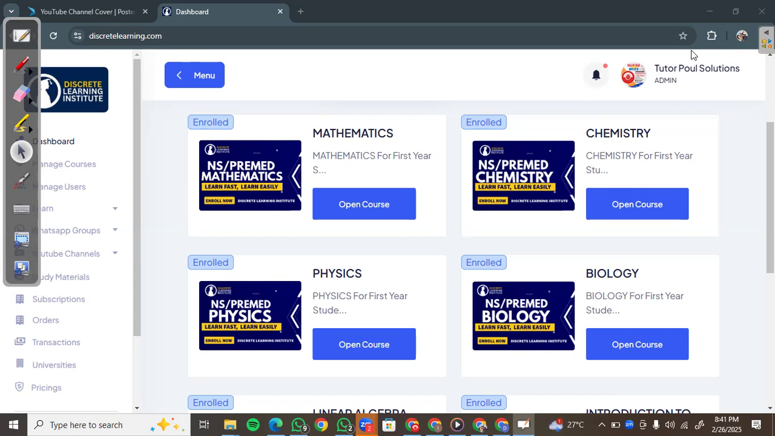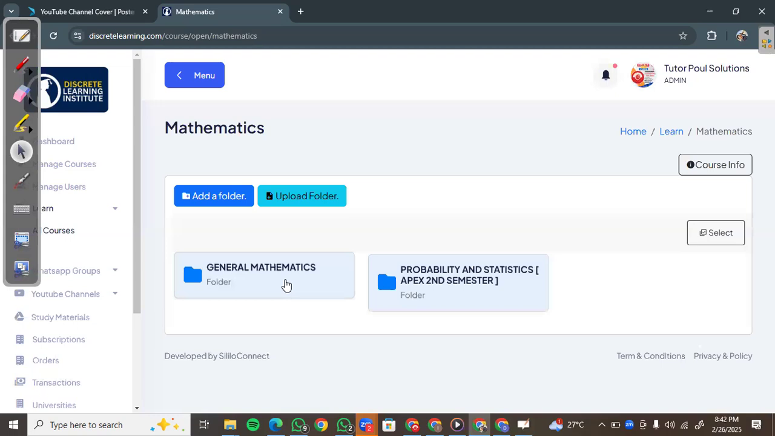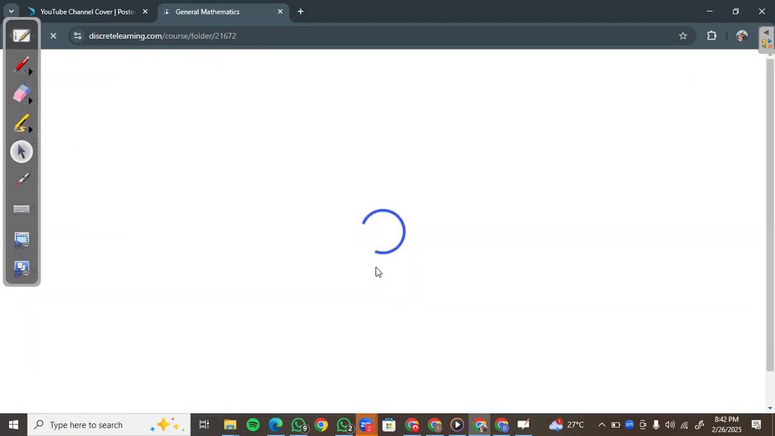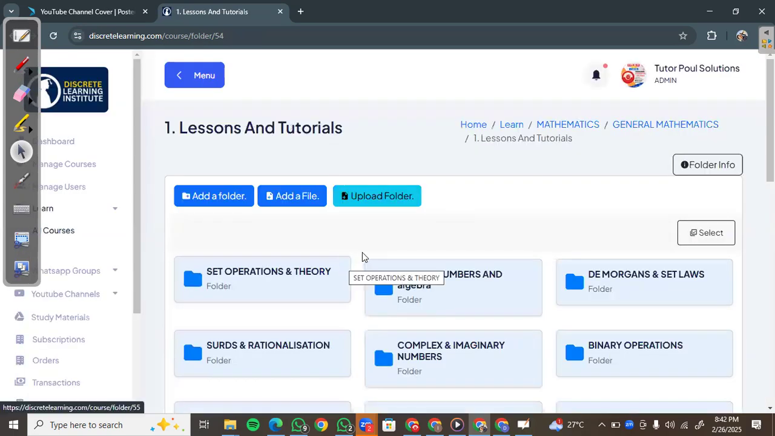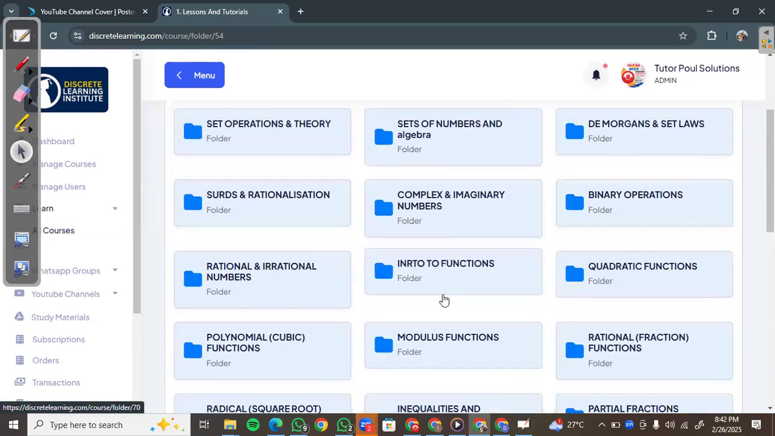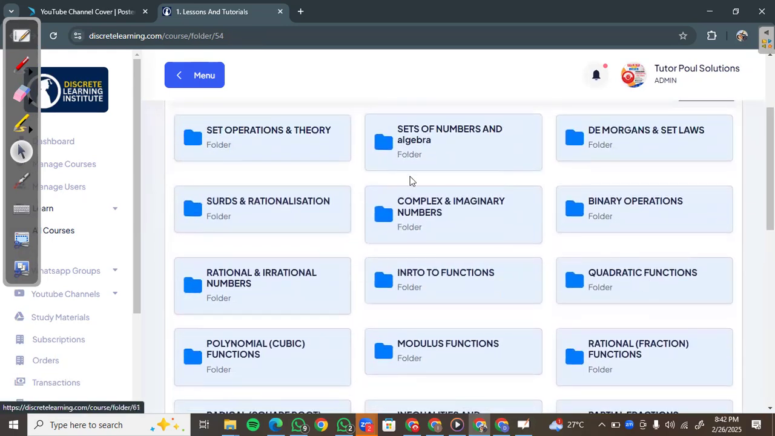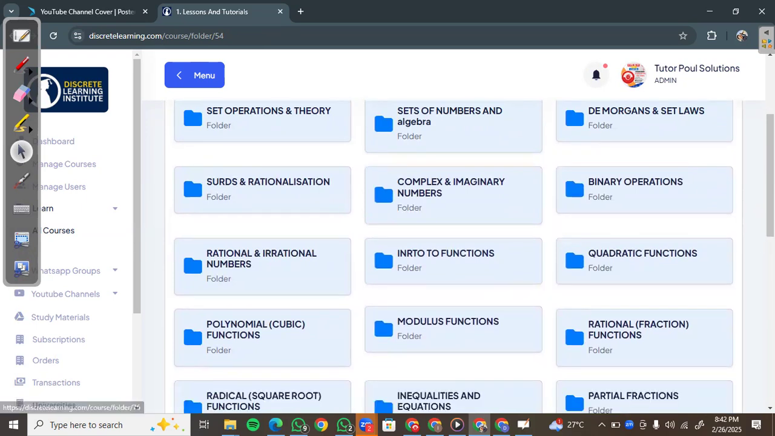When you register, you're going to create an account on our website. This is our website that you can see there. We have math, chemistry, physics, biology. When you open the course for, let's say, math, you're going to find 2 folders. Don't go in this folder, it is specifically for those who are at Apex. For you at UNZA, you go in the general mathematics folder, and there you're going to find 4 folders. We have lessons and tutorials. If you go in there, you're going to have all the topics that you're going to learn. You can see we have a folder for every topic, like binary operations, whatever you're going to learn at UNZA.